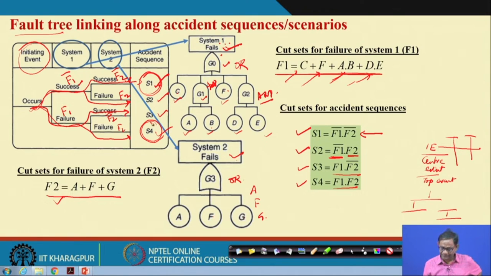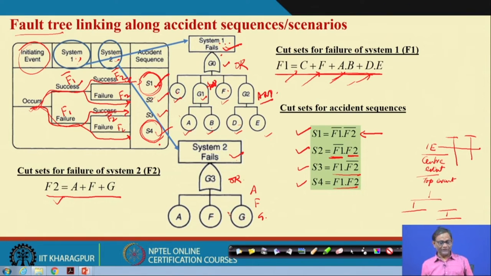otherwise the severity will increase. Now, we want to link these accident sequences or scenarios with the basic events of the protection system's failures, or the protection configuration. By protection configuration, with reference to this example, we understand system 1 and system 2. In other words, you can say layer 1 and layer 2, layer 1 protection, layer 2 protection. And then our ultimate job is to find the value of S i, i equal to 1 to 4, in reference to these basic events.